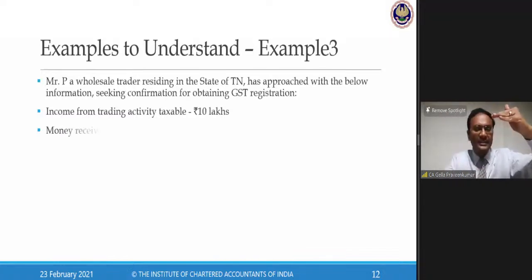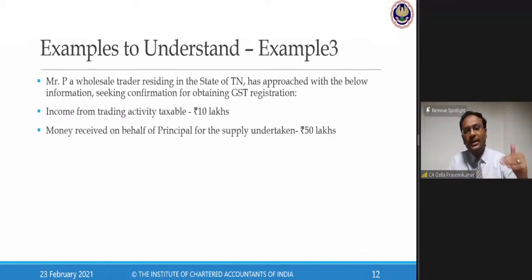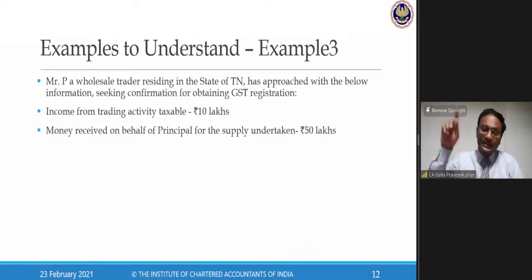Yes, sir, I'll add this. Money received on behalf of principal for supply undertaken, 50 lakhs. Please keep in mind, I have received 50 lakhs into my bank account. The same 50 lakhs was debited again from my bank account. I have received 50 lakhs and I have paid back my 50 lakhs. Why? I'm an agent. That is not my money.